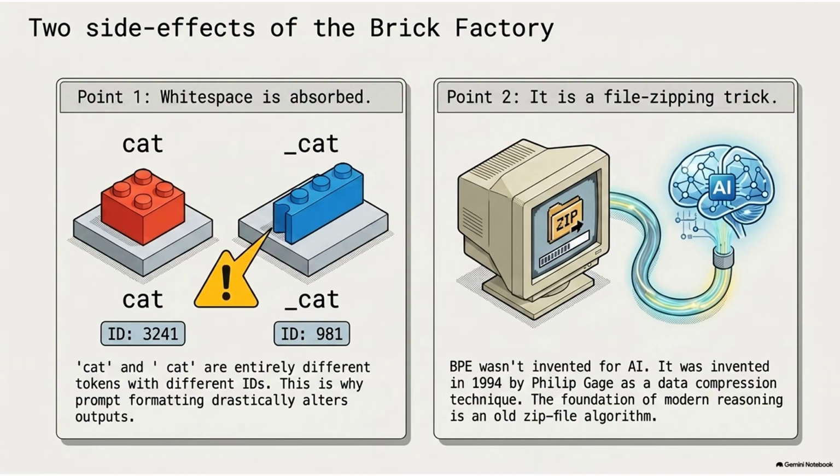Point one, white space gets absorbed. Look at these two bricks. On the left, cat with no space. On the right, cat with a space in front of it.